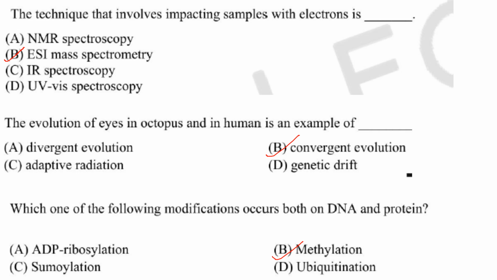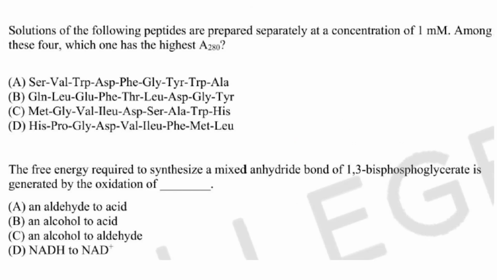So sumoylation, ubiquitination, all that are found in proteins only, not in DNA. Then next one. Solutions of the following peptides are prepared separately at a concentration of 1 millimolar. Among these four, which one has the highest A280 ratio? So from among these peptides, you have to see which one has the maximum concentration of tryptophan. Why? Because tryptophan has the highest absorption at 280 nanometers.